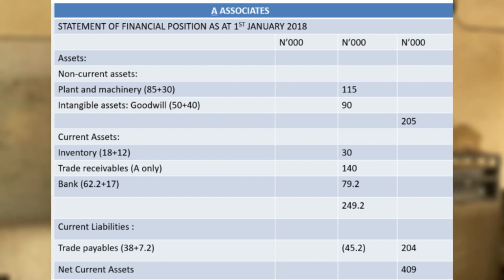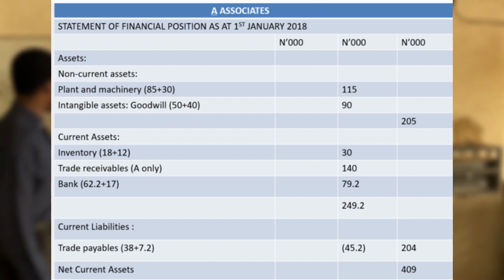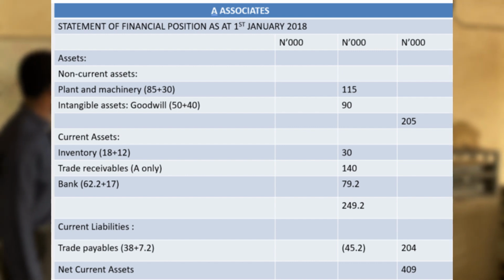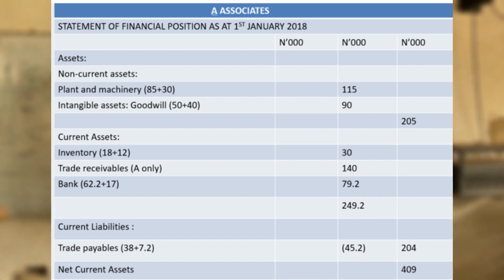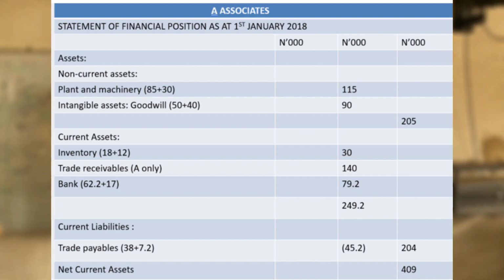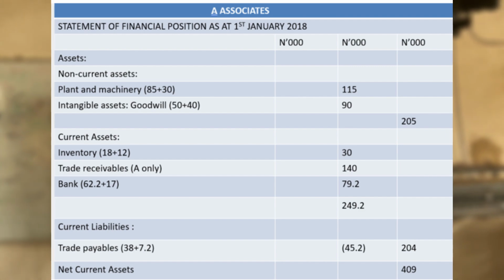Now for the intangible assets, which is goodwill, in the previous financial statement we have 50 and 40. The goodwill was not revalued, so we just add the two, and then this is 90,000. When you do the addition of that, you get your total non-current assets, which is 205,000.